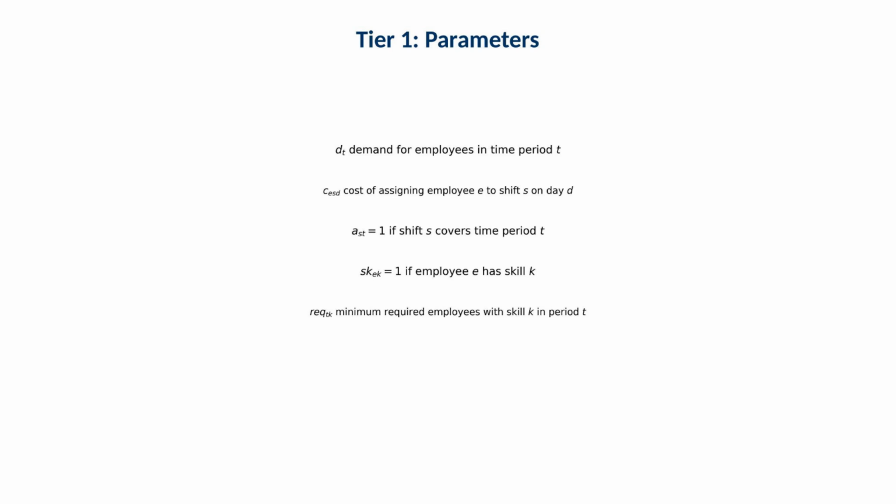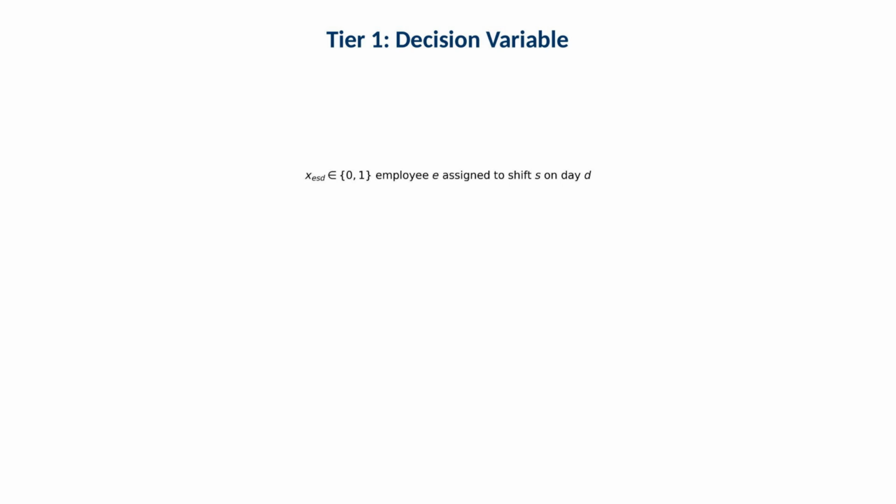Operationally, these parameters are where policy meets reality. They are the difference between a theoretical schedule and one that can actually be staffed. The decision variable represents the single core action, assigning an employee to a shift on a day. It is a yes or no choice. Either the employee is assigned to that shift on that day, or they are not.